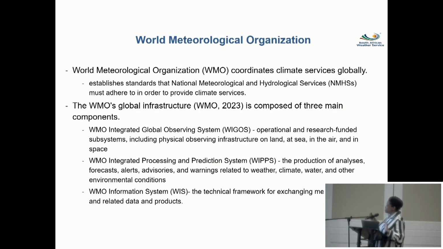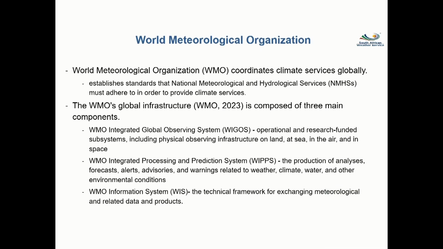Number one is the WMO Integrated Global Observing System that talks to the operational and research funded subsystems, including your physical observing infrastructure on land, at sea, in the air, and in space. So we have observations on land, on sea, in the air, and in space. All this infrastructure you'll be seeing today forms part of the WIGOS, the WMO Integrated Global Observing System. We also have the WMO Integrated Processing and Prediction Systems, and this talks to your analysis, your forecasts, your alerts, your advisories, your climate change predictions, and so forth.